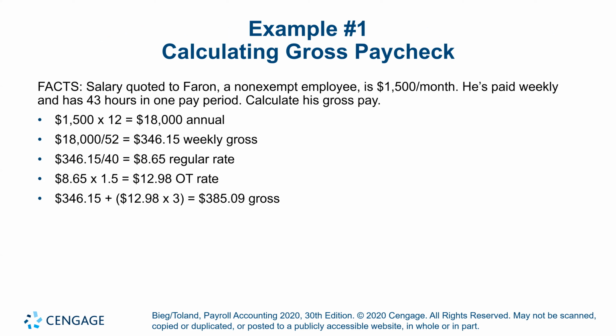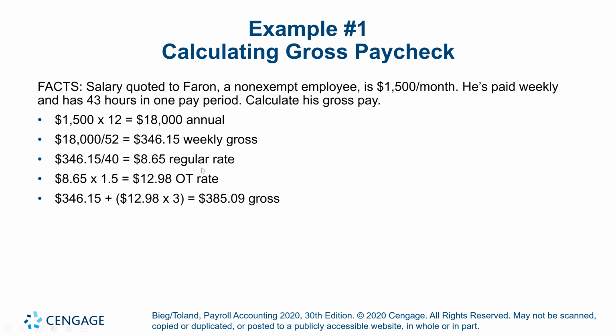All right, so here's an example. It says, salary quoted to Farron, a non-exempt employee, is $1,500 per month. He is paid weekly and has 43 hours in one pay period. So even though he has a monthly salary, he is still eligible for overtime. And so calculate his gross pay.